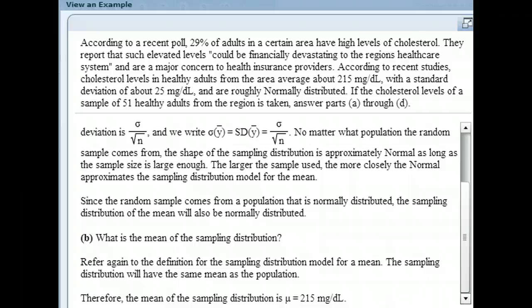What is the mean of the sampling distribution? Again, if you refer to what we just spoke about, the sampling distribution will have the same mean as the population. So that's going to be 215 milligrams per deciliter.